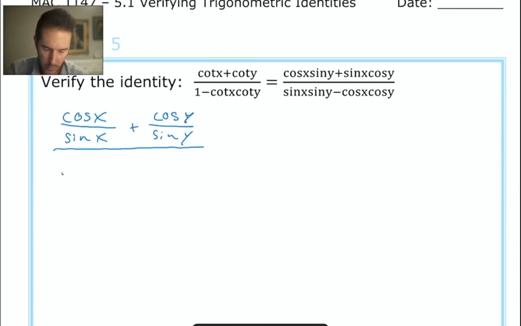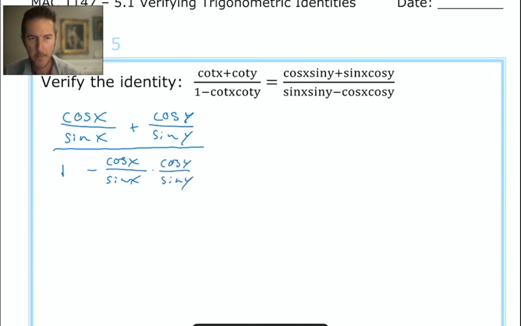We have 1 minus cosine x over sine x times cosine y over sine y. Now those two fractions can be multiplied together and we could write them as cosine x, cosine y, all together in one numerator over sine x, sine y. And I told you to be writing clearly, and I am not writing very clearly. Let's make sure that looks like a sine x. There we go.